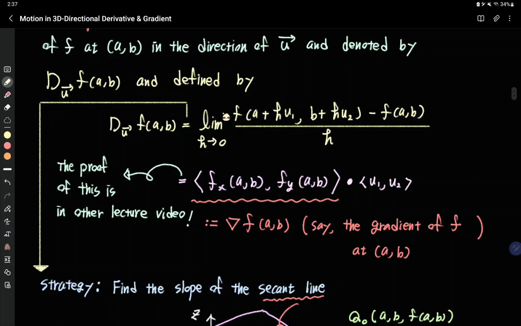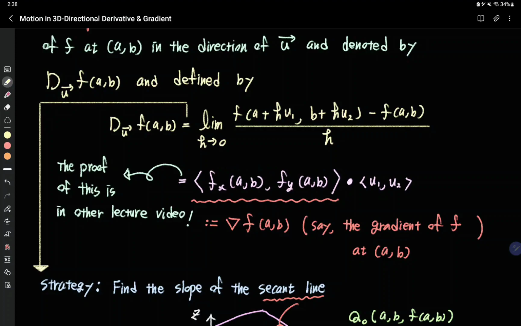This can be obtained by the dot product of the vector of partial derivatives and the vector u. This vector, whose components are the partial derivatives, is called the gradient. That's the notation of the gradient. Why this is equal to this, the proof is in the other lecture video. Please watch that if you wonder why the directional derivative of f in the direction of vector u can be obtained this way. In that video I proved it.